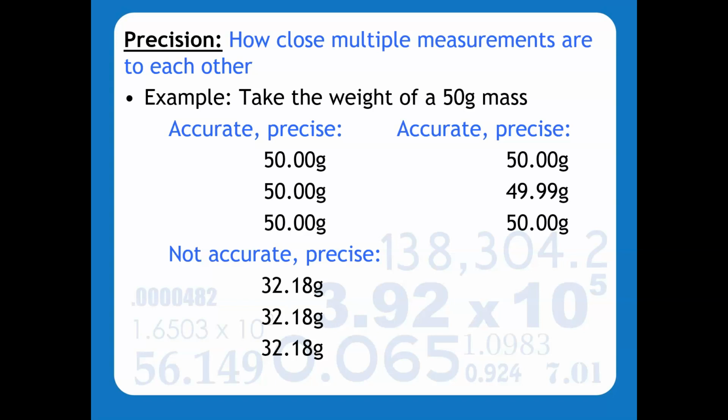However, down below, you have data that is not accurate, yet it is precise. So if you look, it is not accurate because it is not close to 50 grams. However, it is precise because all of the measurements are identical to each other. They're very similar to each other.